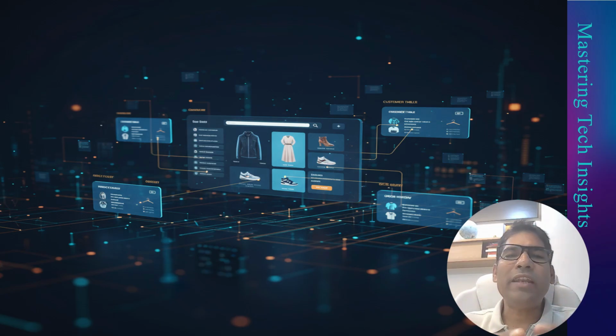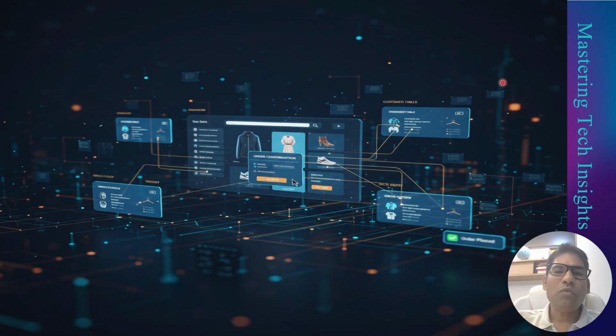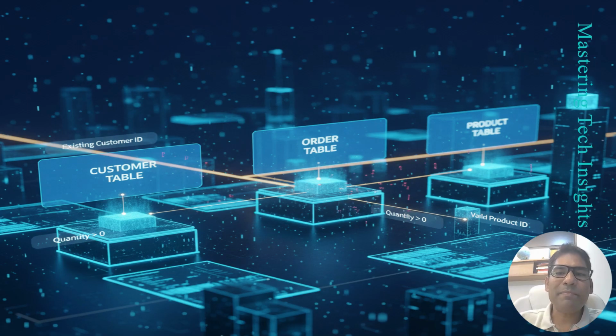Imagine you run an online cloth store. You have customers, orders and products. Now, when a customer places an order, the order should belong to an existing customer. The product ID must be valid and quantity should never be zero. That's how a database maintains integrity.